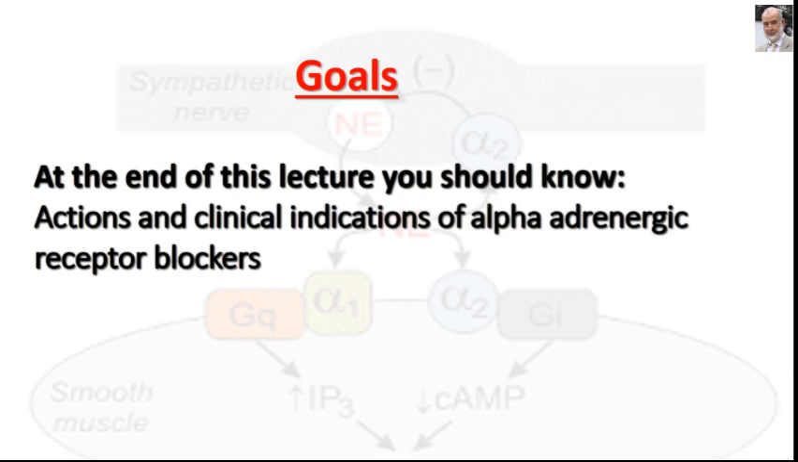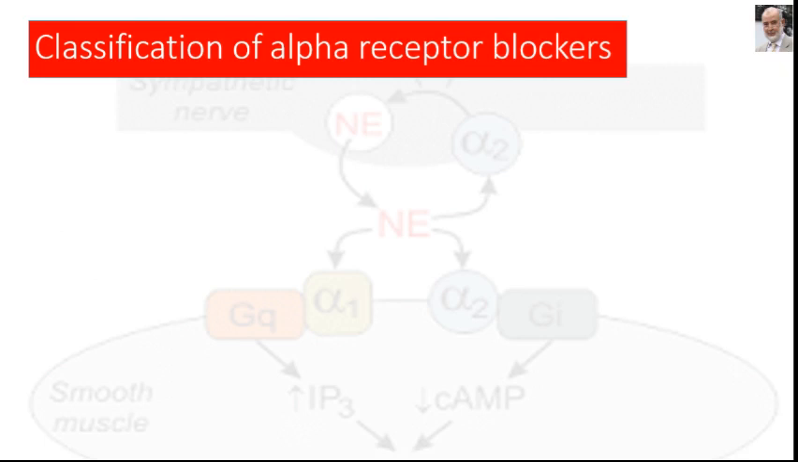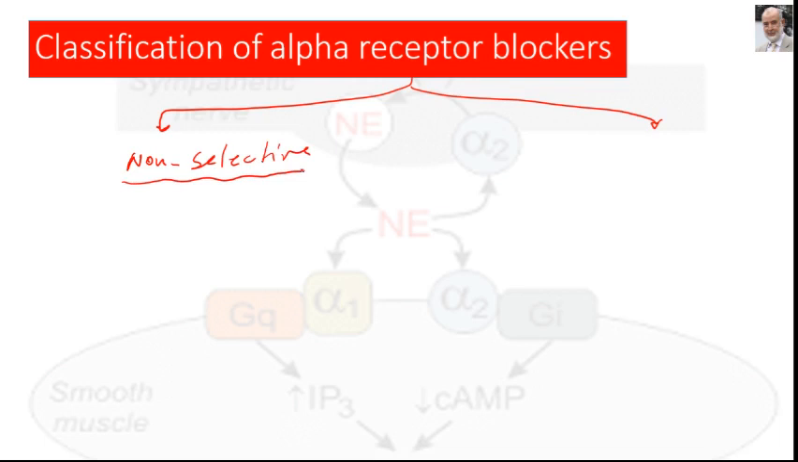Okay, so very first we have to know what are the classes of alpha adrenergic receptor blockers. Generally, alpha adrenergic receptor blockers are subclassified according to their selectivity into two major groups: the non-selective alpha adrenergic receptor blocker, and by the non-selective, we mean that they can block both types of adrenergic receptor. They block alpha 1 and they block alpha 2 receptors.